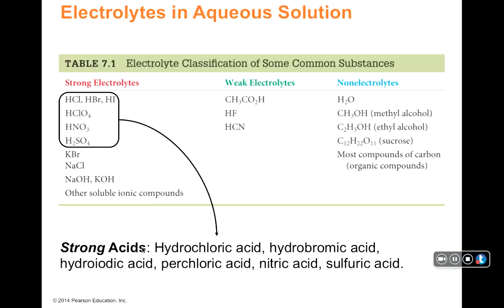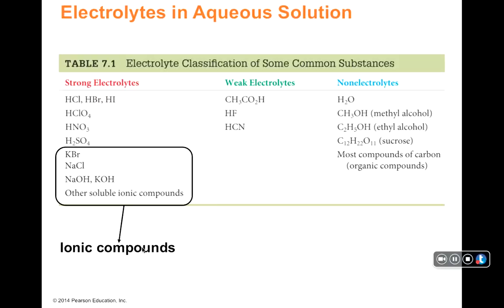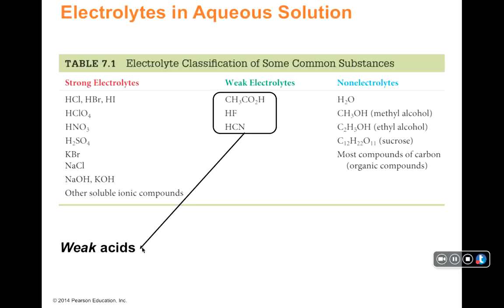The first is that strong acids are also strong electrolytes. So you should know what the strong acids are, and also that they are strong electrolytes. And the ones that you need to know are the ones that are listed here. Also, ionic compounds are typically strong electrolytes. You can see several that are listed here.